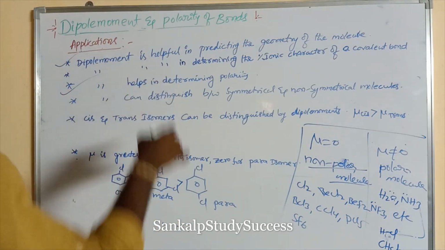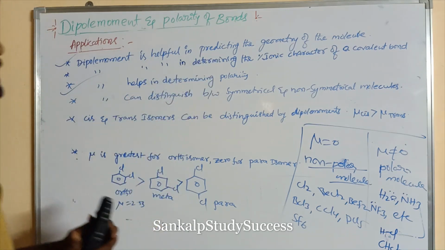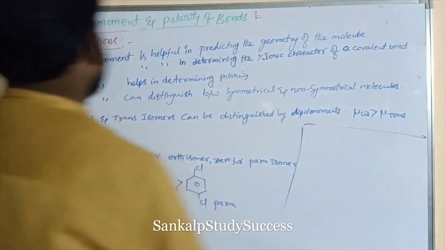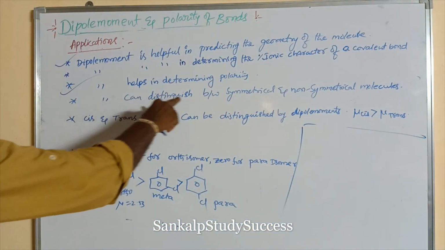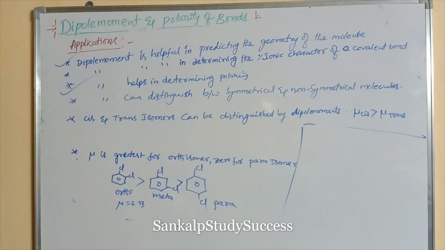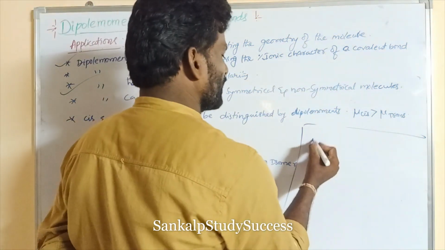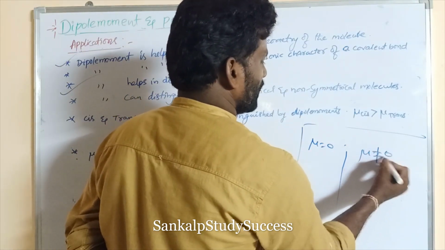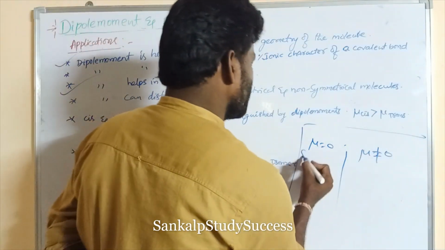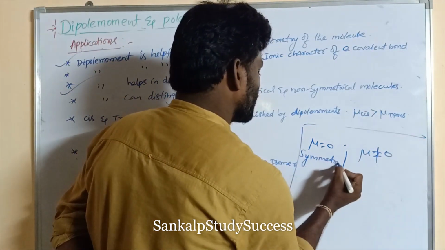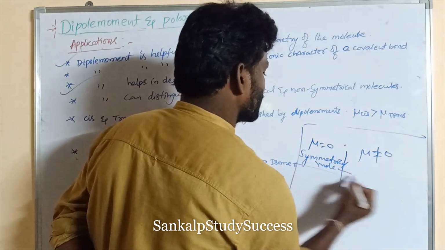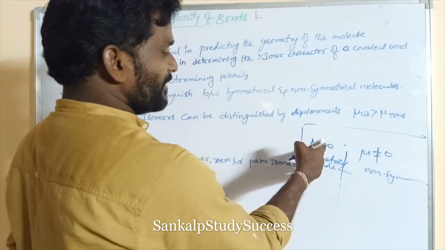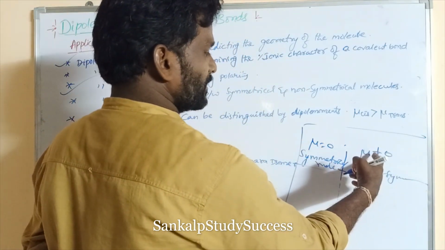So, dipole moment helps in determining the polarity. Polarity means polar molecules and non-polar molecules. And this can distinguish between symmetrical and non-symmetrical molecules. We know that a symmetrical molecule has zero dipole moment, and a non-symmetrical molecule has a dipole moment not equal to zero.